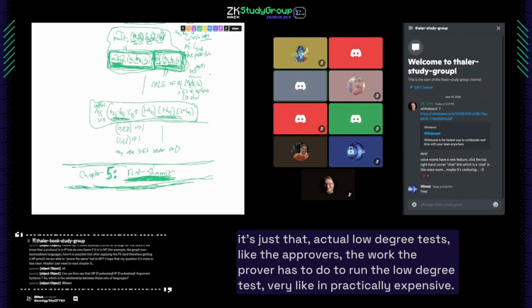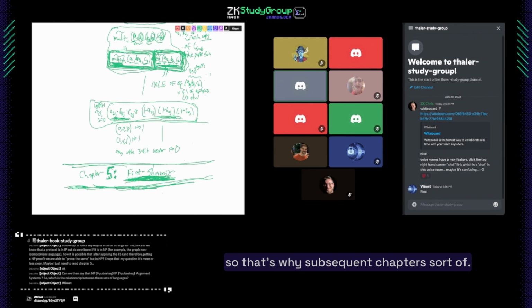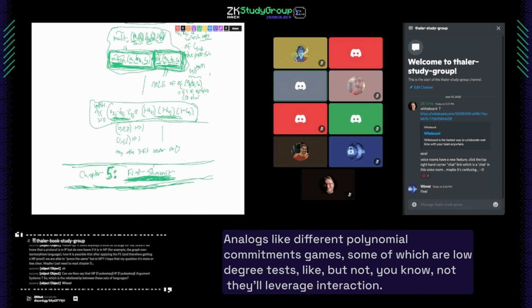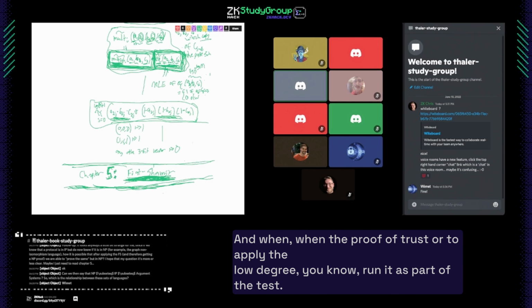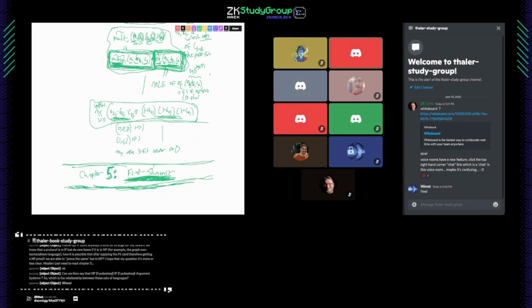It's just that actual low degree tests are impractically expensive for the prover to run. So that's why subsequent chapters cover different polynomial commitment schemes, some of which are low degree test like but leverage interaction, whereas low degree tests are basically non-interactive, to improve these bad prover costs. Does that make sense? Yes.